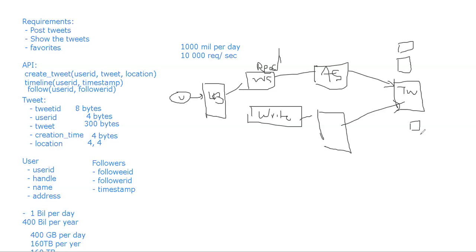What you've put here is you have a web server that hits an application server, which hits the tweet database cluster. Is there a missing layer here?